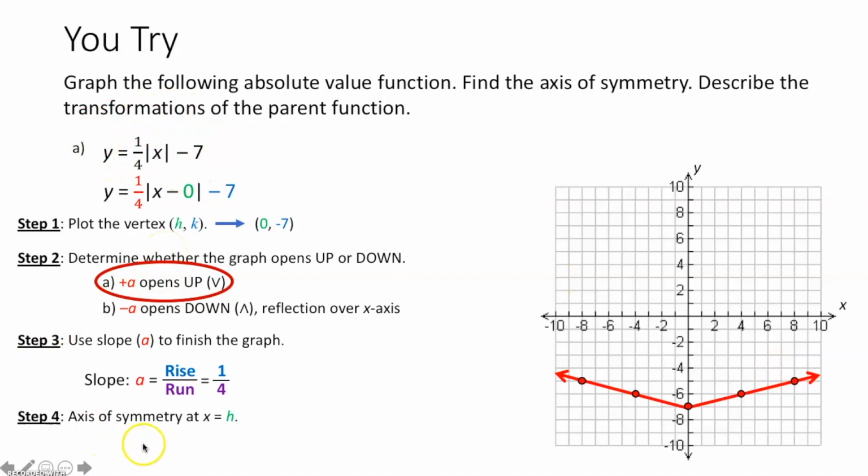Next, what is our axis of symmetry? That's the line x is equal to h. What's our h value? That's 0. So x is equal to 0 is our axis of symmetry. That's the vertical line that cuts our graph in half.